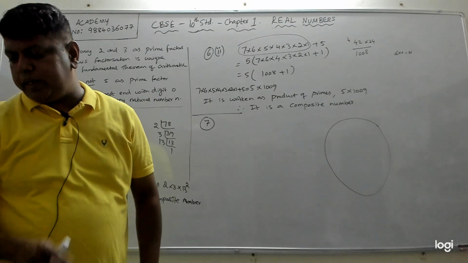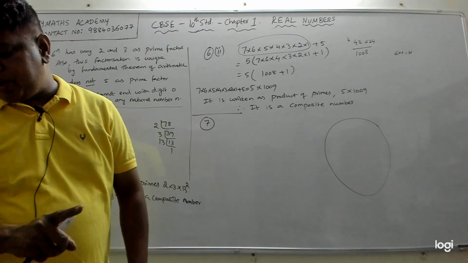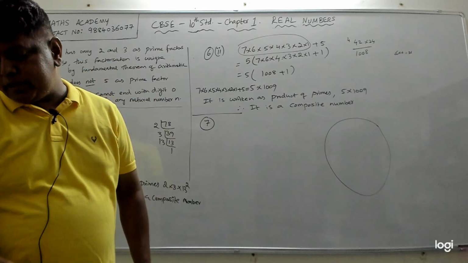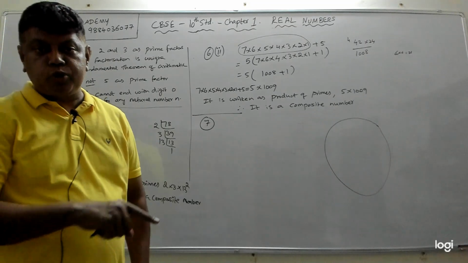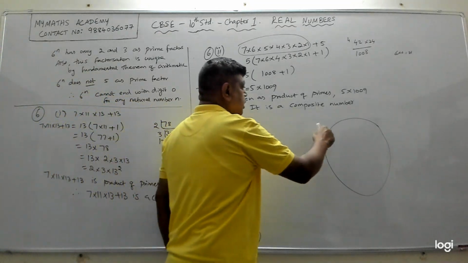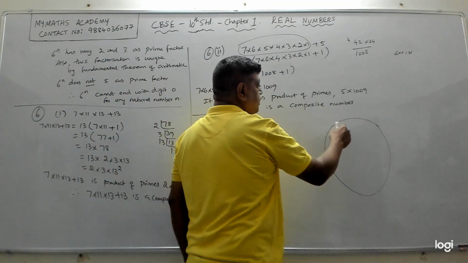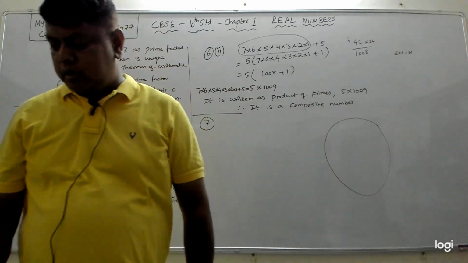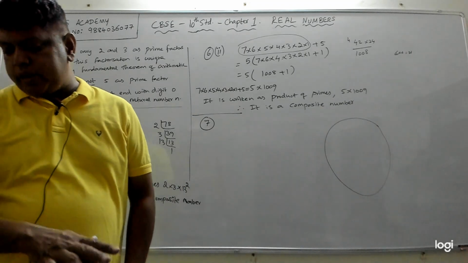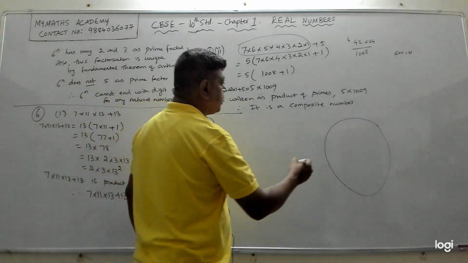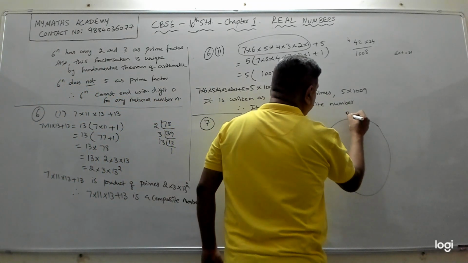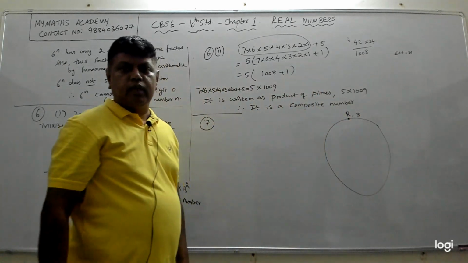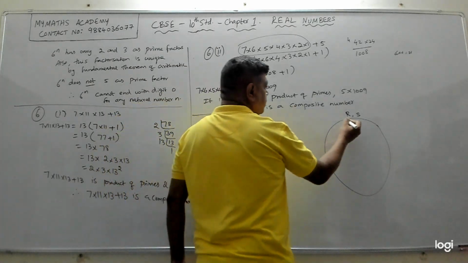Sonia takes 18 minutes to drive one round of the field, and Ravi takes 12 minutes for the same. Which means to go one round of this circular field, Sonia takes 18 minutes, and Ravi takes 12 minutes. Now suppose both start at the same point, Ravi and Sonia, R and S, starting here.